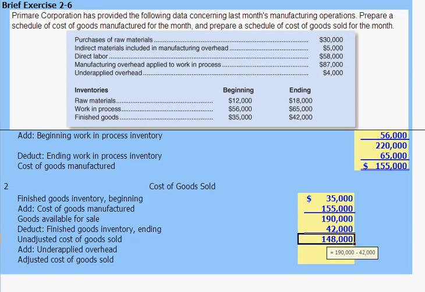We say unadjusted because in this particular problem we're given information about our under-applied overhead. We were told that our under-applied overhead was $4,000, so work in process was too low by $4,000, which means finished goods was too low by $4,000, which then means cost of goods sold was too low by $4,000. So our entry to close out that under-applied overhead would have been a credit to manufacturing overhead and a debit to cost of goods sold, which means our total cost of goods sold was $152,000 for the period.